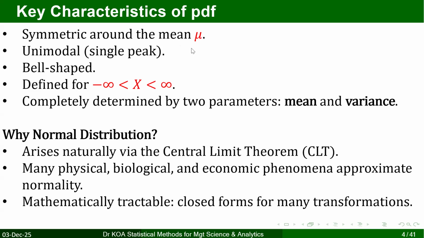The other reason why we use normal distribution is because it's mathematically tractable. The closed forms for many transformations. So you can do binomial approximation to normal, gamma approximation to normal. Weibull approximation. You can convert certain things and approximate them towards the gamma distribution, towards a normal distribution. So even if you have something that is binomial, you can approximate the binomial to normal. You can approximate it.